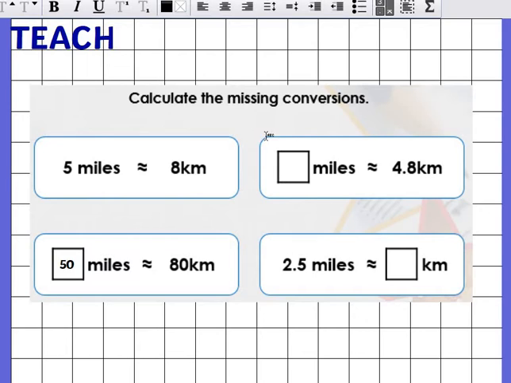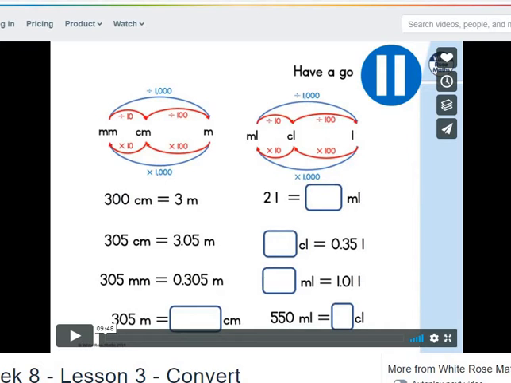4.8 kilometres. So roughly half of that, but a little bit more. So I'm going to say 3. And 2.5 miles, well, I know exactly that there is 4. We're going to have a look at the video today to help you with your learning.